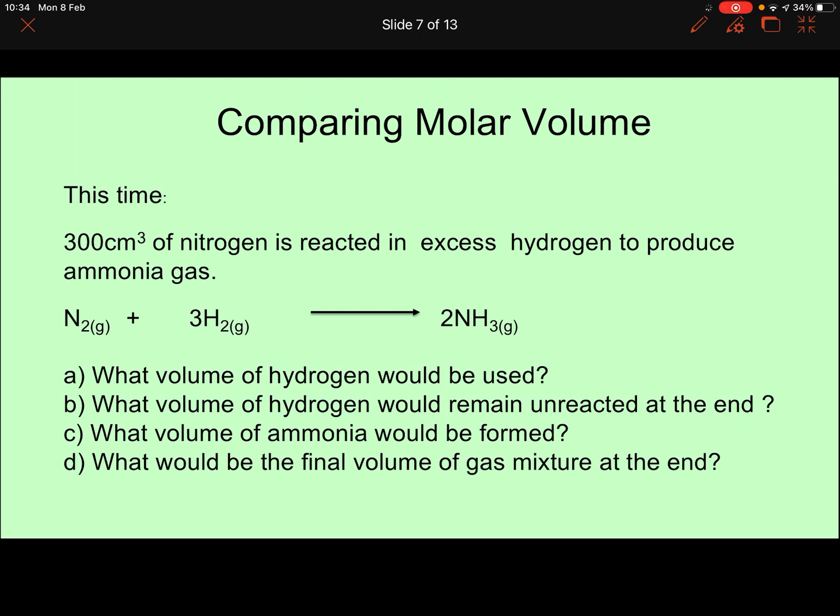So this time, instead of 300 centimetre cubed of nitrogen reacting with excess hydrogen, what we're saying here is we've got a finite amount of hydrogen. We've got 1,000 centimetre cubed of hydrogen. So 300 centimetre cubed of nitrogen reacting with 1,000 centimetre cubed of hydrogen to produce ammonia gas. Just apply exactly the same thing again. What volume of hydrogen would be used, or what volume would react? Well, 3 times the nitrogen you've got, because it's a 1-to-3 ratio.